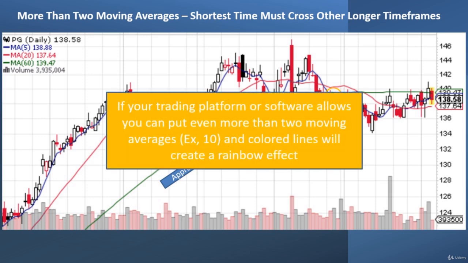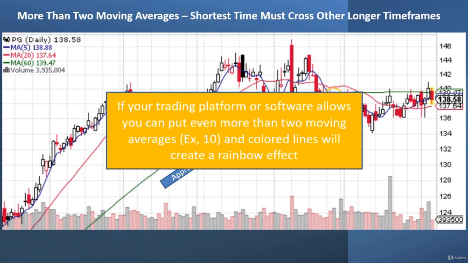Another thought too is if your trading platform or software allows, you can even put more than 2 moving averages on there, or 3 or 4 or however many you want. You can even go up as high as 10. It depends on the trading platform. A lot of them top out at 10 or at 3. But if you can put a whole bunch of them on there, then you'll get this colored line effect that'll create a kind of rainbow. So your shortest time frame is going to move through the rainbow, and some people like that.